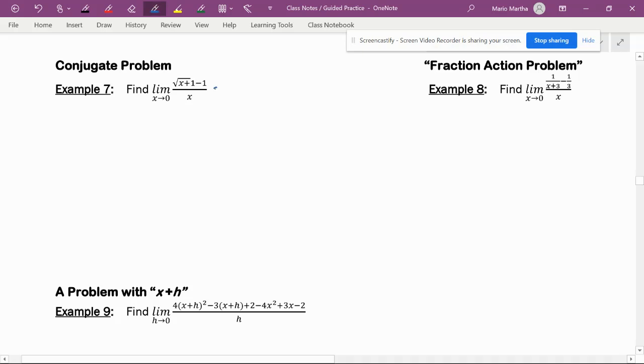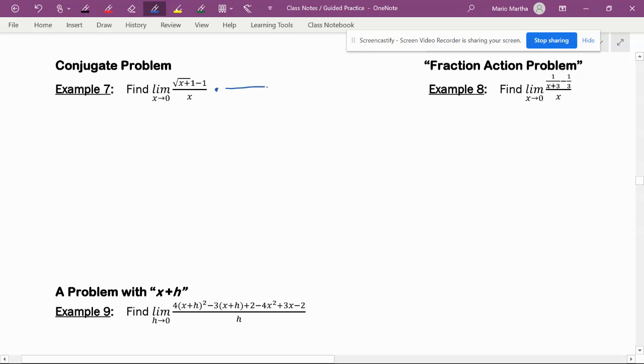Again, if you plug in 0 here, we end up with 0 over 0, right? 0 plus 1, the square root of that is 1, minus 1 you get 0, and then divided by 0. So we want to determine what value this graph is approaching, because I'm pretty sure it's approaching some number, but I want to make sure that I can find it algebraically. You can use the graph to check it out, and you may be able to find it that way. So here we're going to be multiplying by the conjugate.